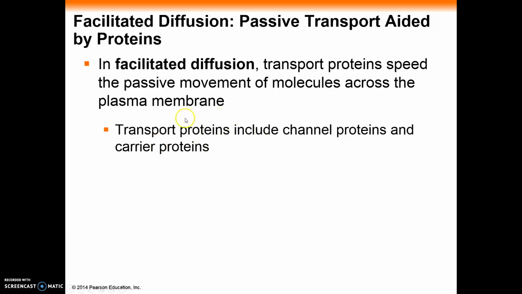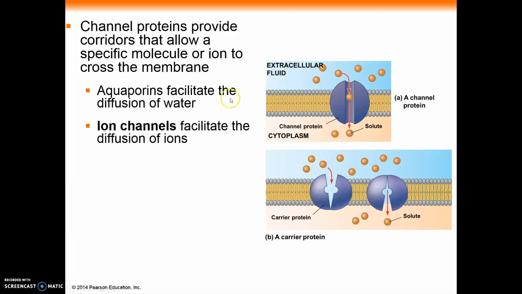These transport proteins that are involved in this facilitated diffusion could be channel proteins or something called a carrier protein. So channel proteins provide a corridor to allow things to move through. A perfect example of that would be aquaporin. Okay, when it facilitates the movement of an ion through, we call that an ion channel.